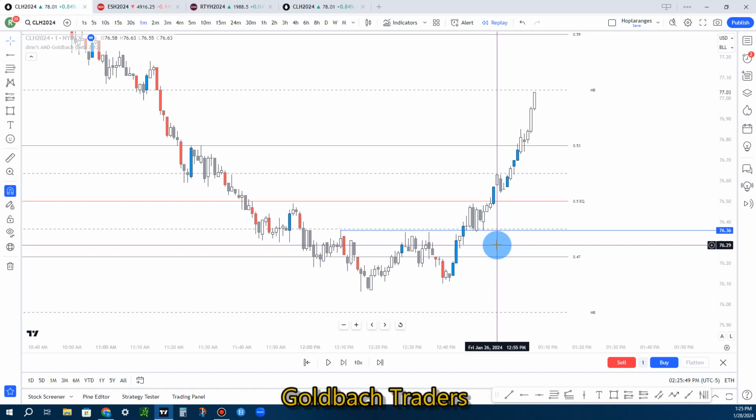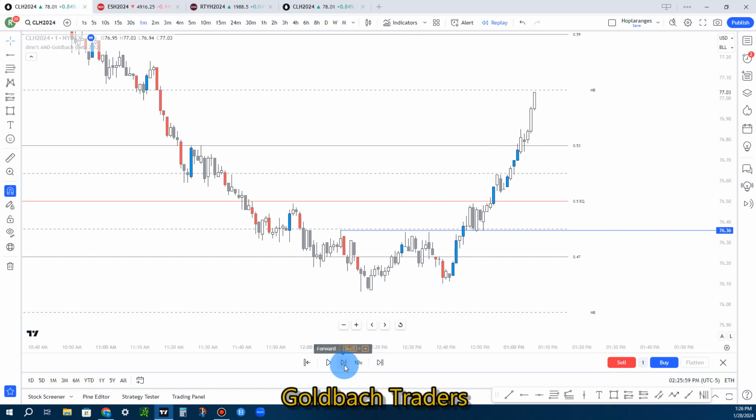So what is that? That's about a little over 10 ticks. So that may be too rich for some people. I don't know. But I did not enter these trades. Okay, I'm just showing it to you.